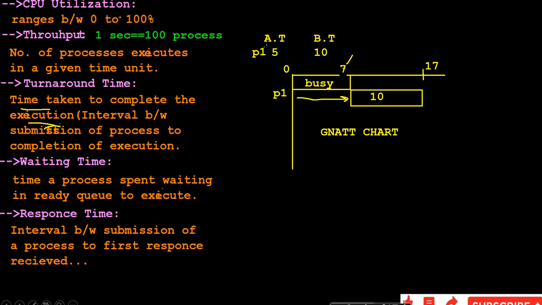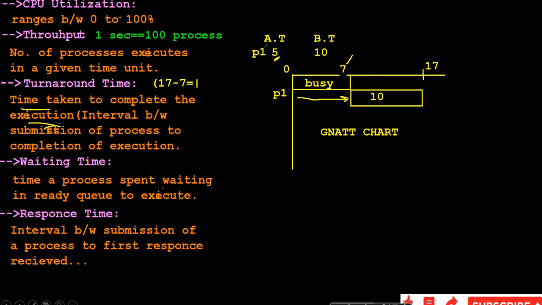See, when it is submitted, it arrived in the ready queue at the 5th second, but the CPU is not executing at the 5th second. The CPU started the execution at the 7th second. So the 7th second is the submission time, and it finished at the 17th second. So the turnaround time will be 17, that is the execution finishing time, minus the submission time, that is 7.